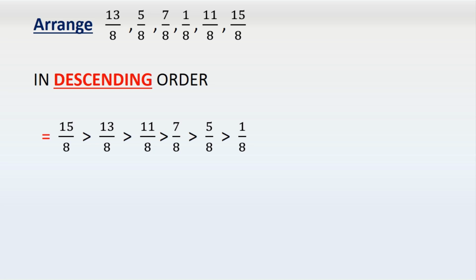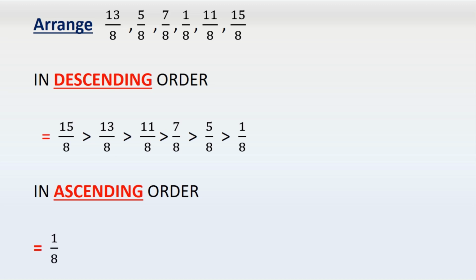The next step is ascending order, that is arranging from the least number to the greatest number. Here you can see that the least number is 1, followed by 5, followed by 7, followed by 11, followed by 13, and followed by 15. In arranging this ascending order, you can see that we have the less than symbol running throughout. That is arranging from the least digit to the greatest digit.